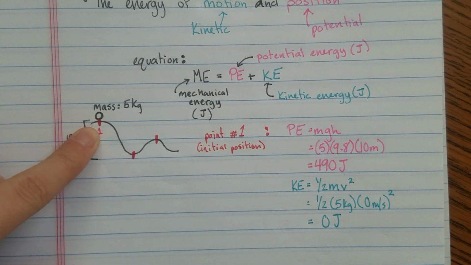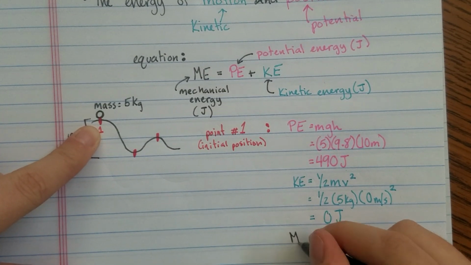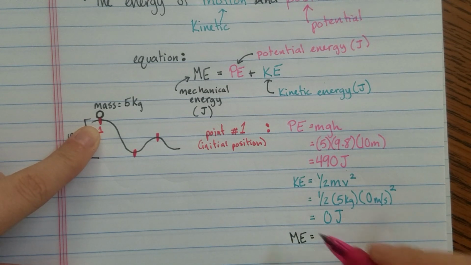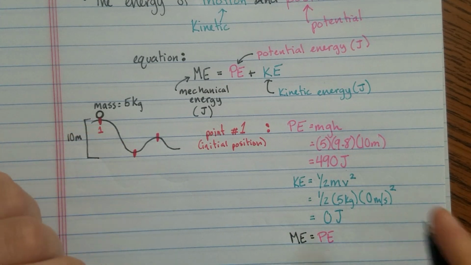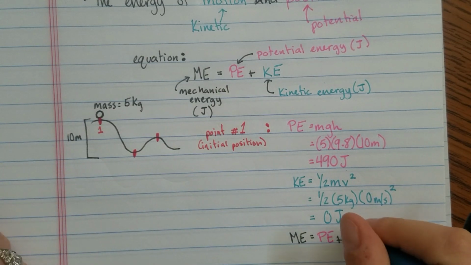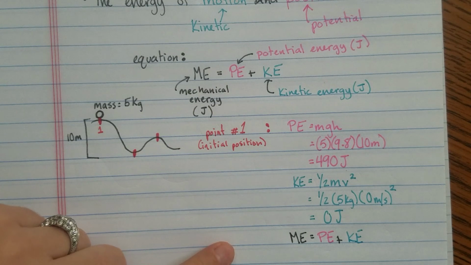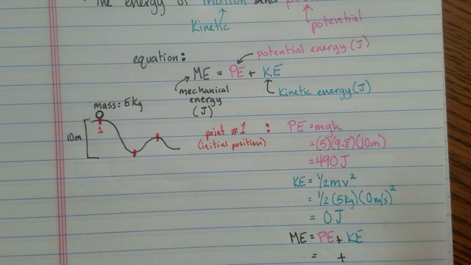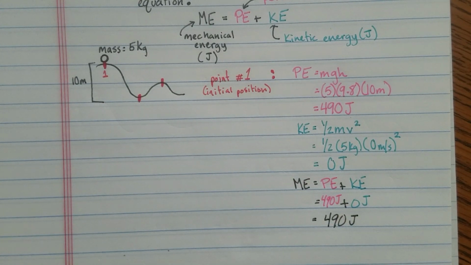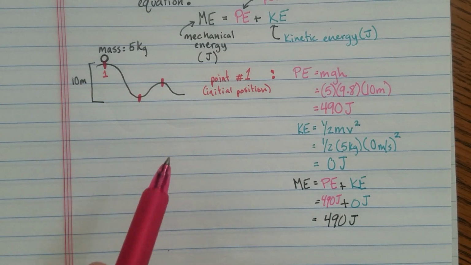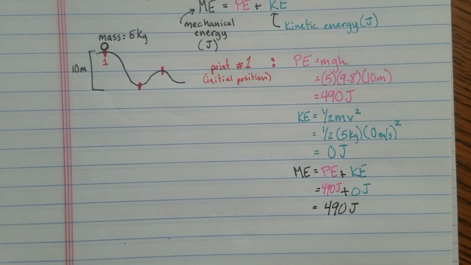All right, so now if we wanted to find the mechanical energy at this point, so all of the object's energy together, mechanical energy equals potential energy plus kinetic energy. So I'm going to take the values that I have up here, which is 490 joules and 0 joules for kinetic. So my total mechanical energy is 490 joules. All right, what's important about this highest point? We know energy cannot be created or destroyed.